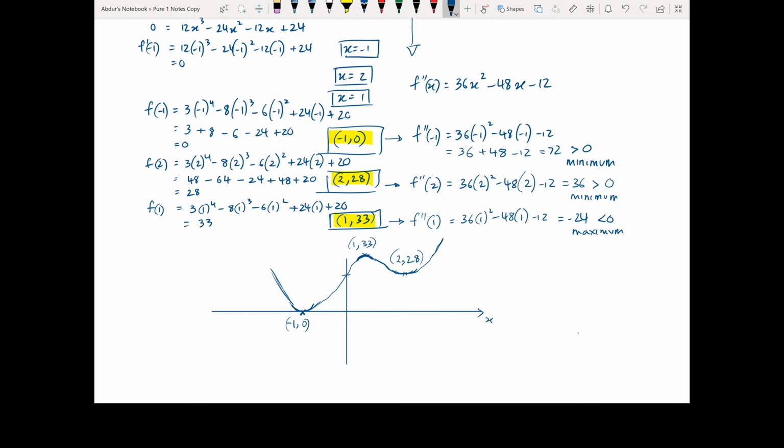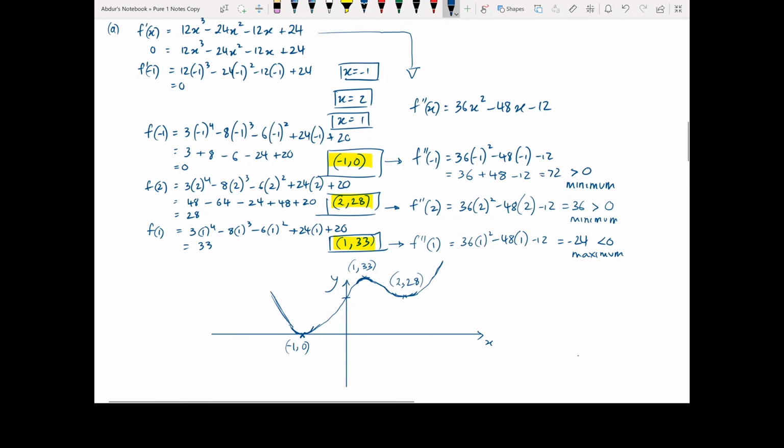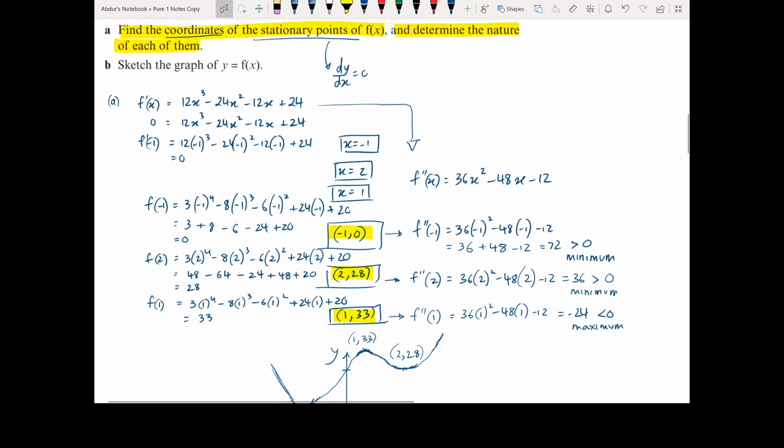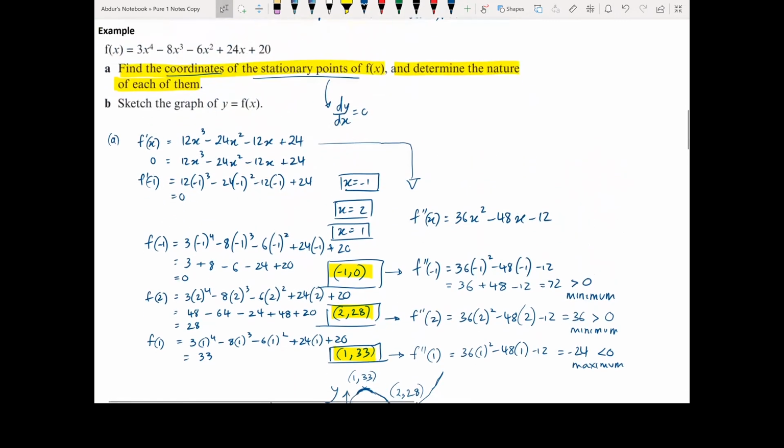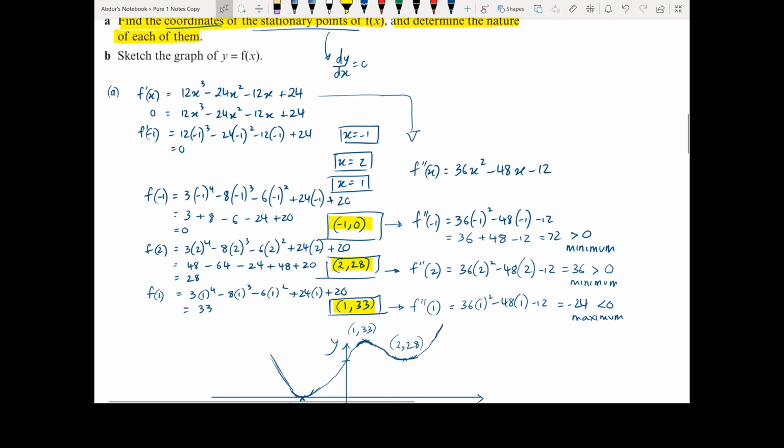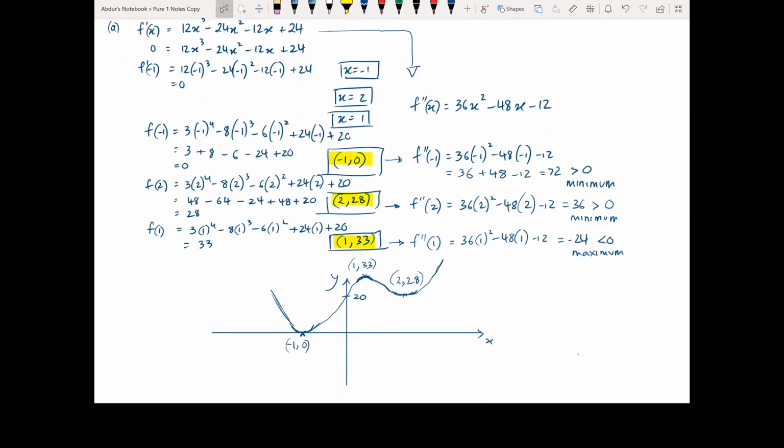We can find this intersection here. So let's just label this: this is x, this is y. What is that point? Well, that point is when x is 0. If we substitute x equals 0 into our function f of x, we get 20. So that point there is 20. So here is our sketch of f of x.